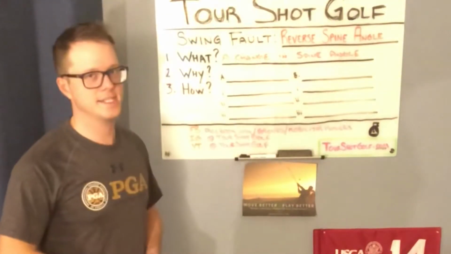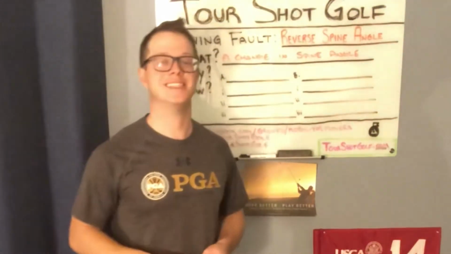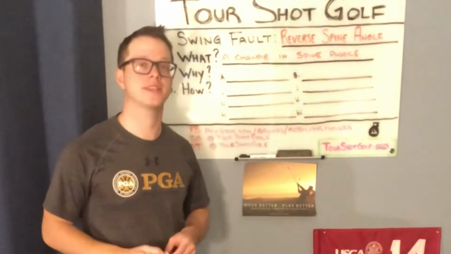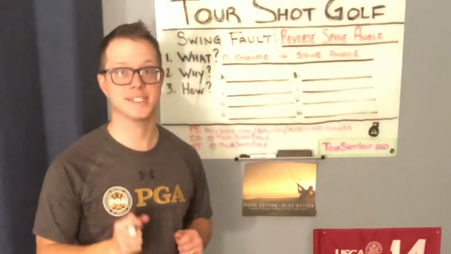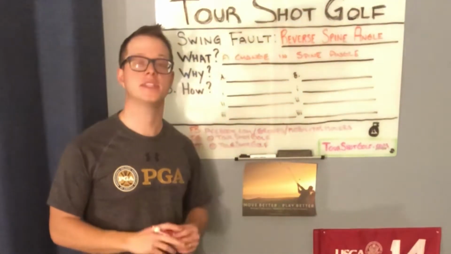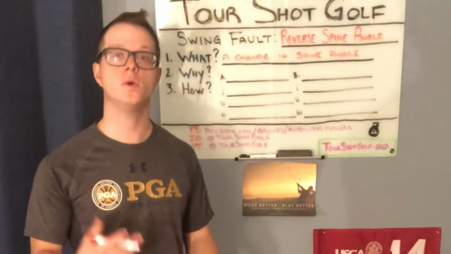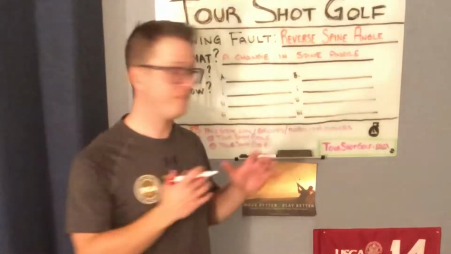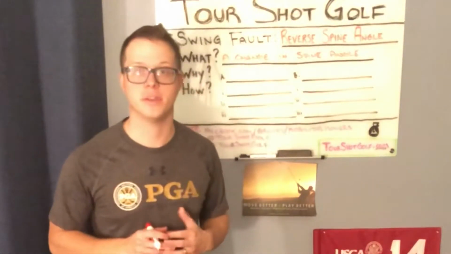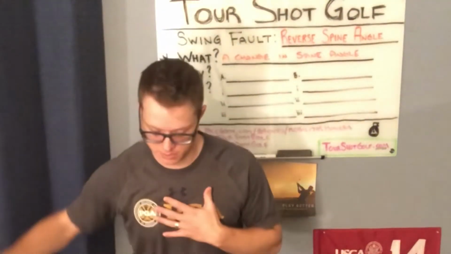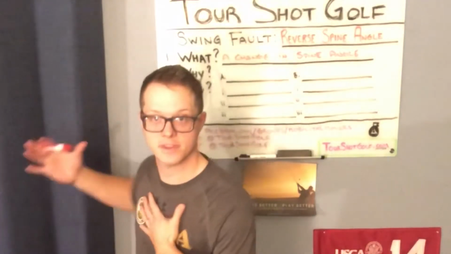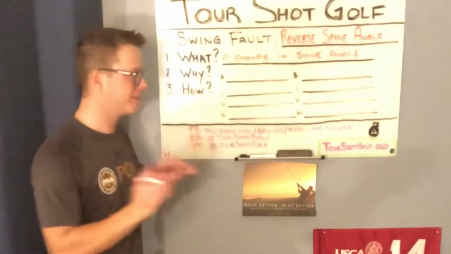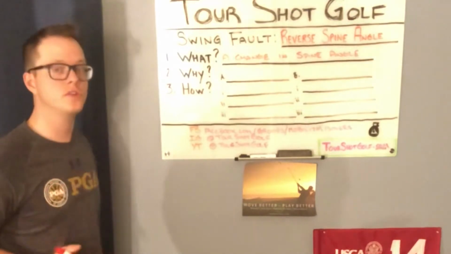So why does this happen? Reverse spine angle is interesting because there are two main things working together to cause it. This is important to understand because if you reverse your spine angle during your swing and you have these two things going on, then no amount of drills is going to fix this problem. We have to go deeper, address your mobility, and get everything to move in a way that makes this go away. So there are two things going on here.